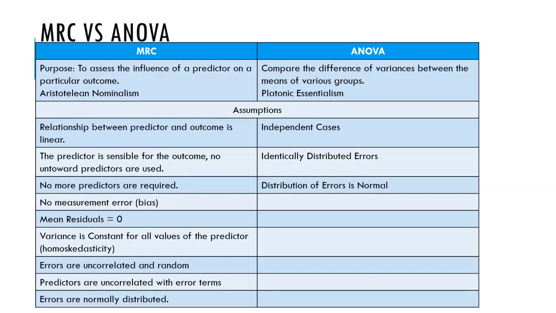So let's get into MRC versus ANOVA. MRC and ANOVA are two forms of the general linear model. MRC stands for multiple regression and correlation, and it's basically used to assess the influence of predictors on outcomes. And ANOVA compares the variances between the means of different groups.